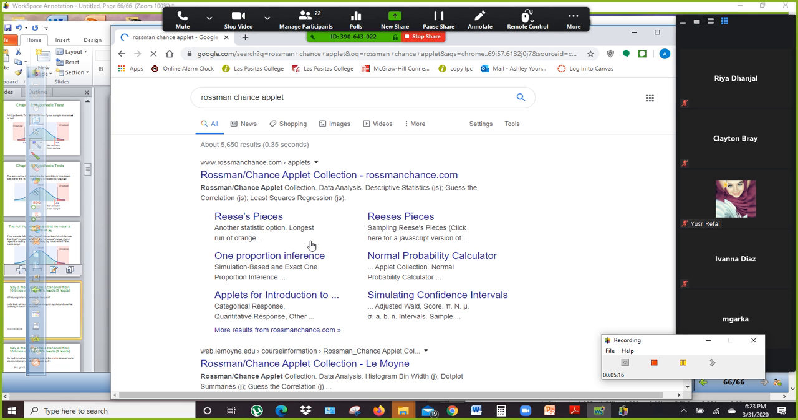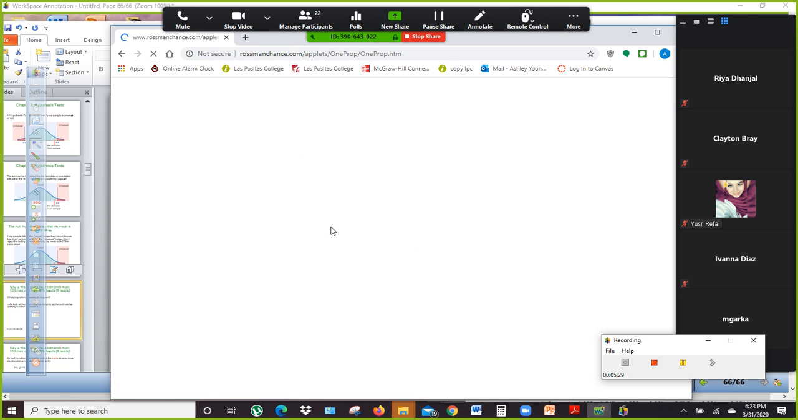But try to. And we're going to go for the one proportion inference. So Rossman Chance applet, one proportion inference. Check on that one. And we're going to flip a coin. So the one prop applet, Rossman Chance.